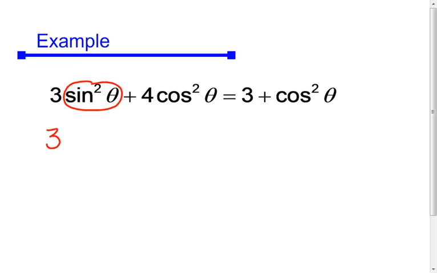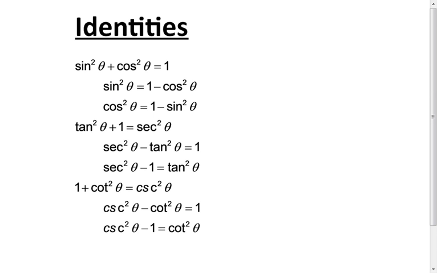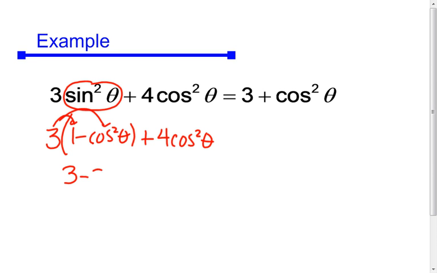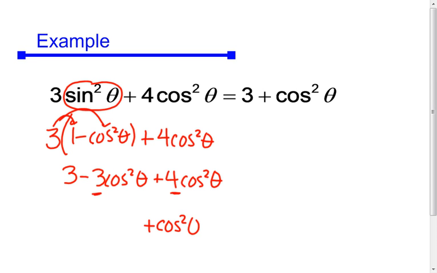I, though, am going to replace sine squared and use its identity. And sine squared can be replaced with 1 minus cosine squared. So I'm going to replace sine squared with 1 minus cosine squared. And then I have 4 cosine squared here. And then I will distribute this 3 through. And then all I have to do is combine my like terms and I'm there. If I have negative 3 cosine squareds plus 4 cosine squareds, I have 1 cosine squared. And then of course you have this 3 right here. And again, I've just turned the left into the right, so hopefully that wasn't too bad for you.